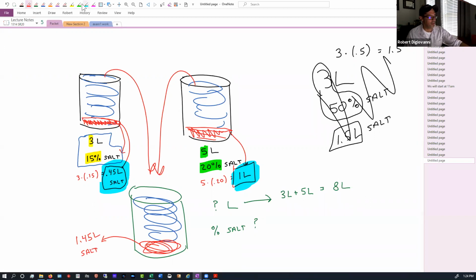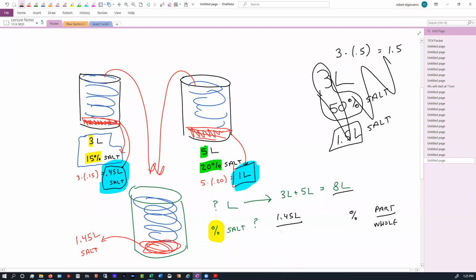Now remember, we were trying to figure out what the percentage of salt was, right? And if you go back to when we learned percentages, a percent is always the part that you're looking for divided by the entire thing. We said it was part over whole. So a percent is the part that you have of something divided by the whole thing. So do we know what part of this is salt? Yeah, 1.45 liters. Do we know how many liters we have in the whole container? Yes. 8, right? We already determined that.